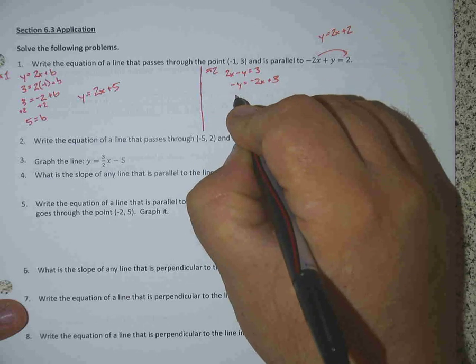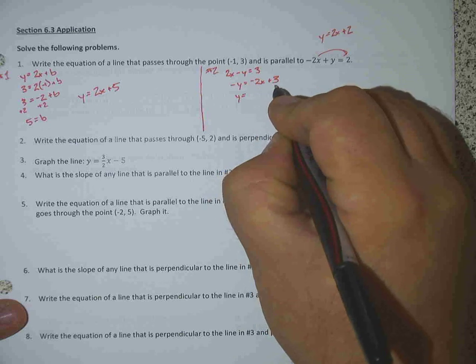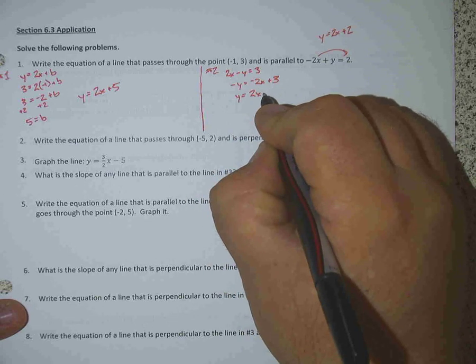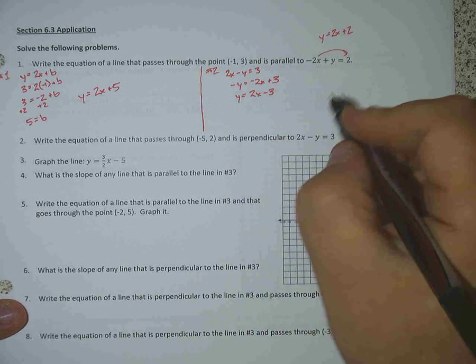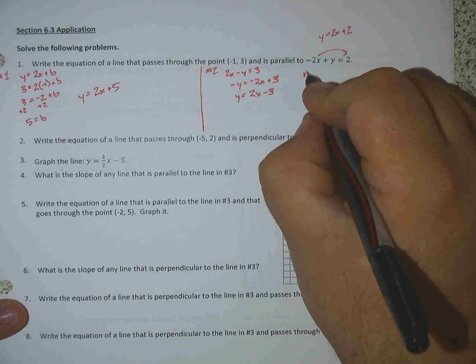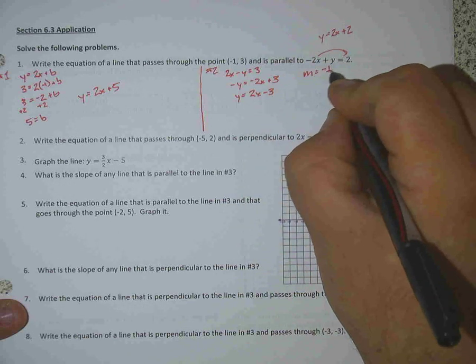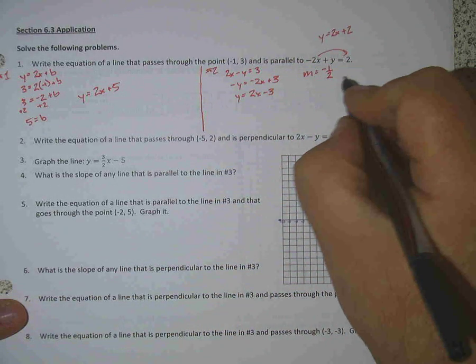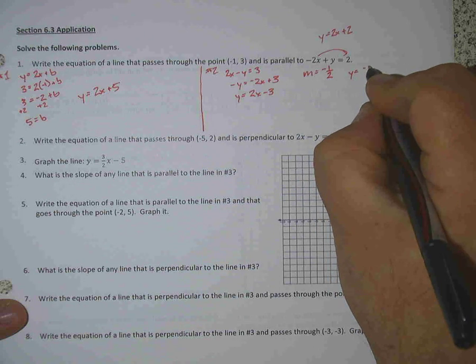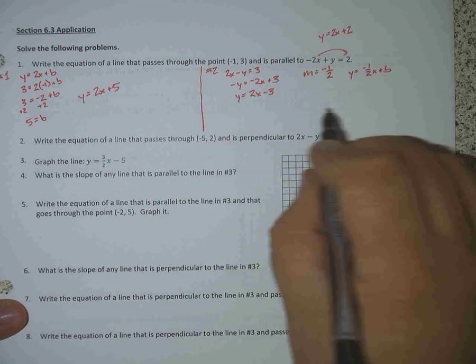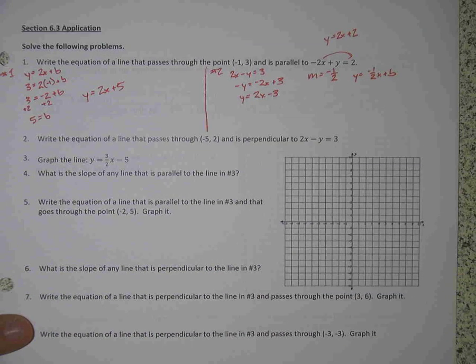When I get rid of that negative, it's going to turn everything into the opposite sign. So I have y equals 2x minus 3. So the slope of my new line should be the opposite reciprocal, which is negative 1/2. So you're going to have y equals negative 1/2 x plus b. Plug in your x and y and you'll be able to solve that problem.